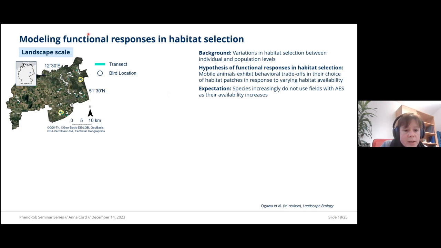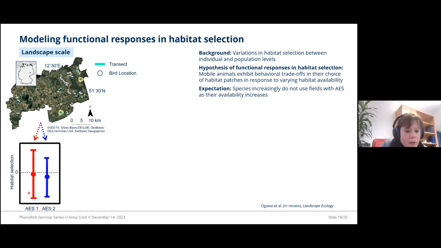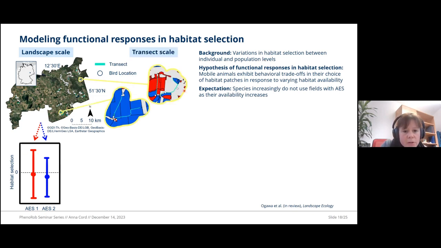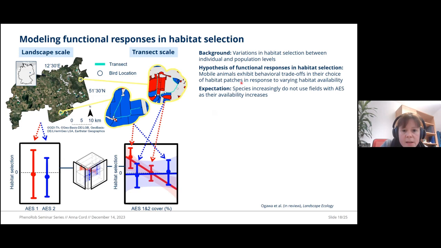The first one is we are interested in understanding what we call functional responses and habitat selection. The background is that at the landscape scale, sometimes we cannot really prove that agro-environmental schemes or certain measures have a positive effect on biodiversity. Why is this the case? Because there are differences in how species react to conservation measures at the individual and at the population level. So we might not see them at the population level. But then if we look closer and go more into the transect scale, sometimes we see these effects.